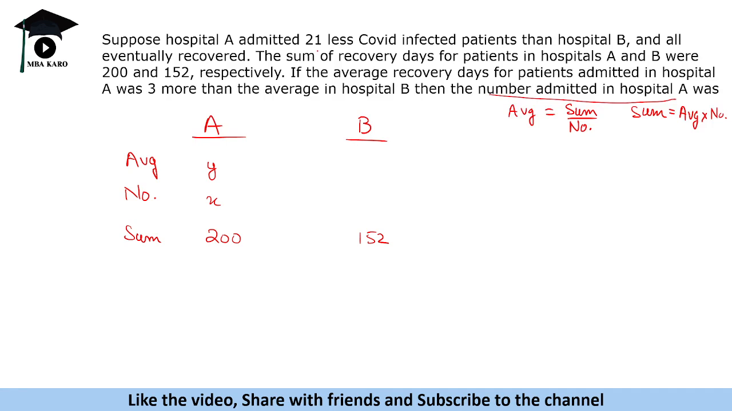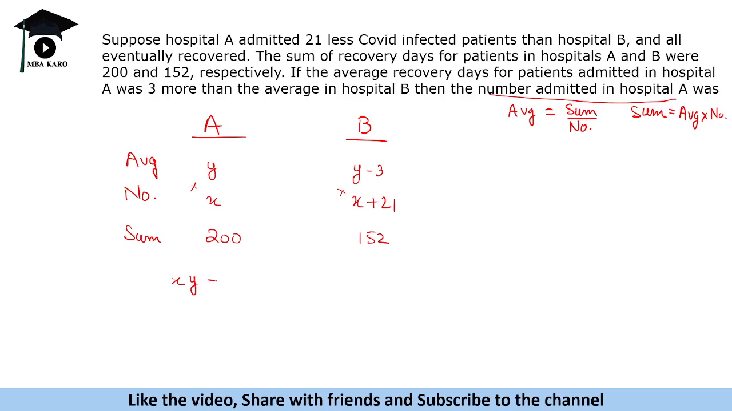Now for B, it is given that hospital A admitted 21 less COVID patients. So if the number of patients here is x, this will be x plus 21. And the average recovery days for patients admitted in hospital A was 3 more. Okay, if it is 3 more than this, so in B, the recovery rate will be 3 less, so y minus 3. So basically we can say that this into this is 200 and this into this is 152. So let us solve for this. So we have two equations and two variables, we can clearly find it.